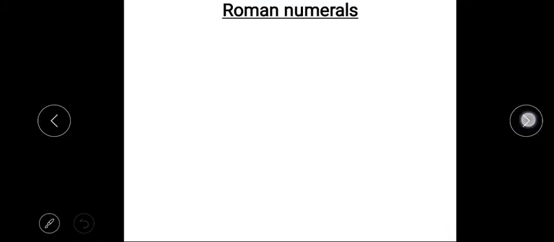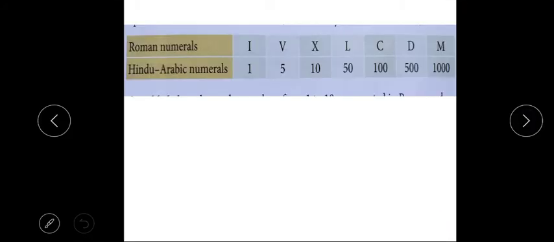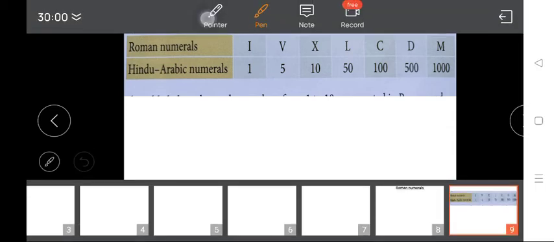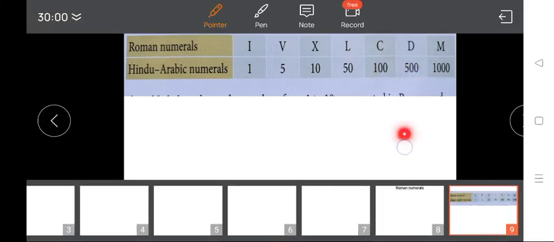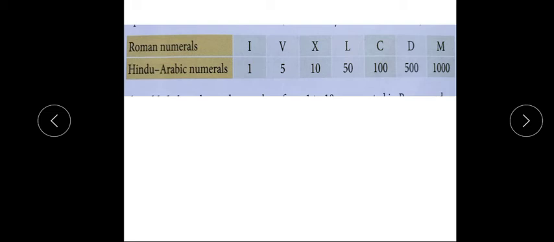So the important things are the letters used in Roman numerals to write the numbers: I, V, X, L, C, D, M. All the students must study these symbols and their numeric values in Arabic numerals. That is I is 1, V is 5, X is 10, L is 50, C is 100, D is 500 and M is 1000.